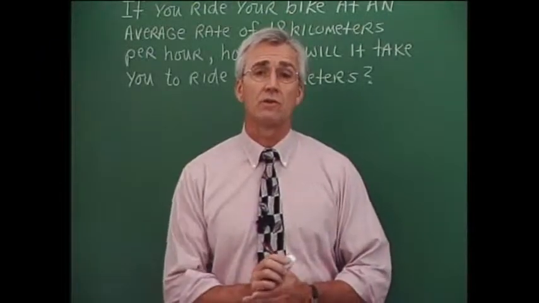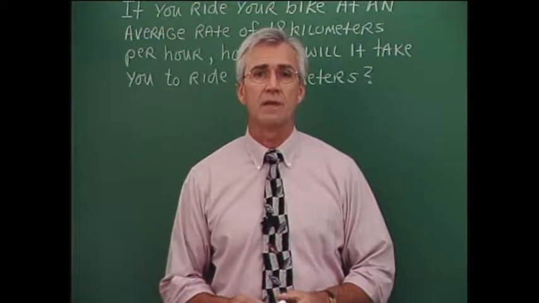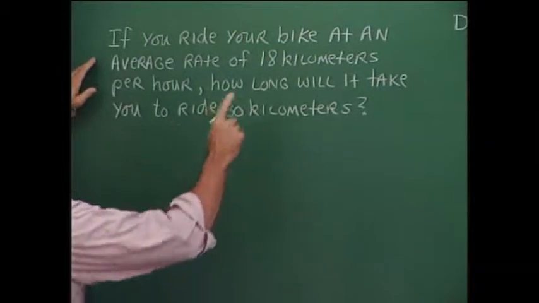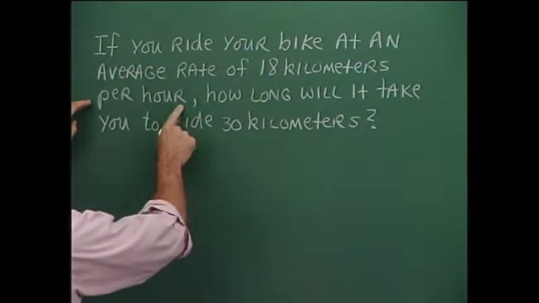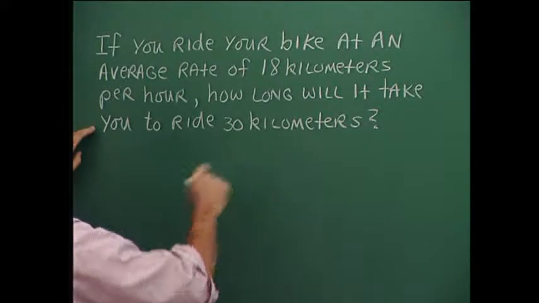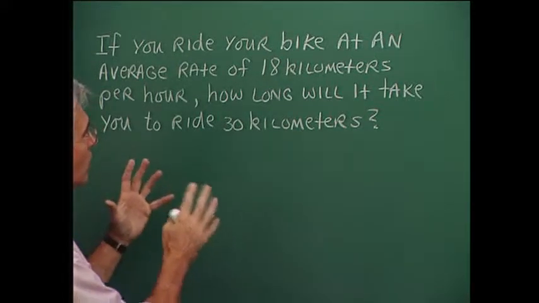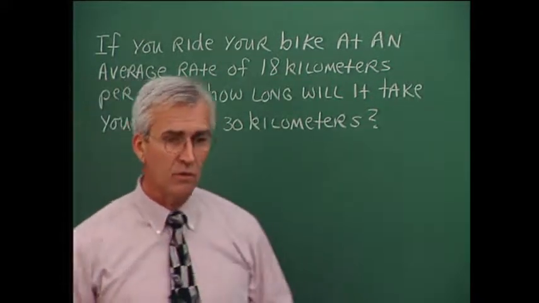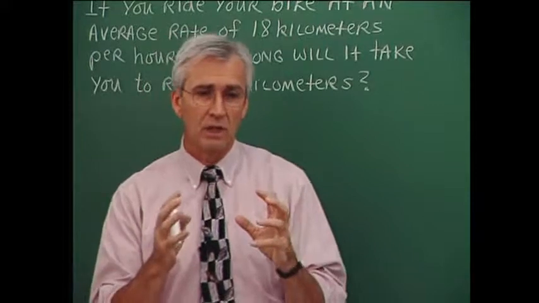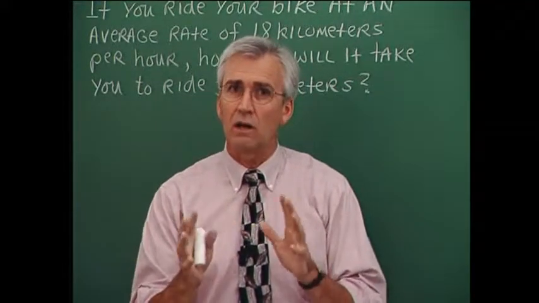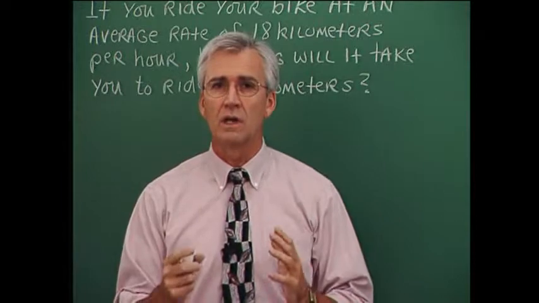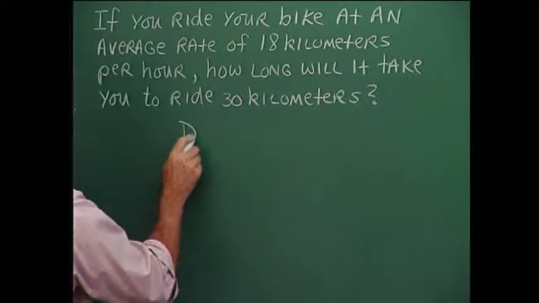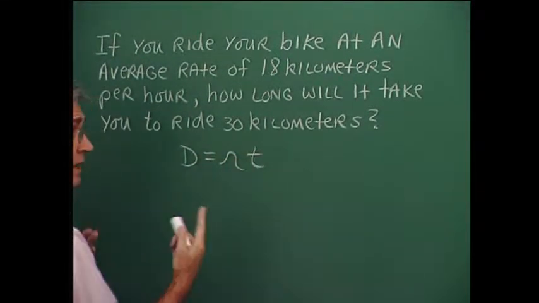Let's turn our attention now to problems involving distance, rate, and time. Here's one that uses the formula rather directly. It says if you ride your bike at an average rate of 18 kilometers per hour, how long will it take you to ride 30 kilometers? As soon as you see a problem involving distance, rate, and time like this, you just write the formula down. That is, instead of thinking about some magical mathematical model for solution, a formula becomes our mathematical model for solution. So we just write down distance equals rate times time and fill in the information.